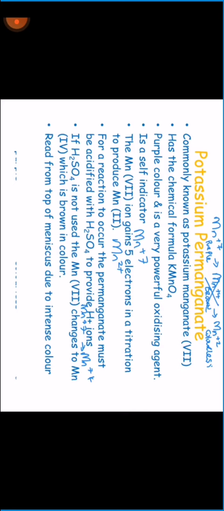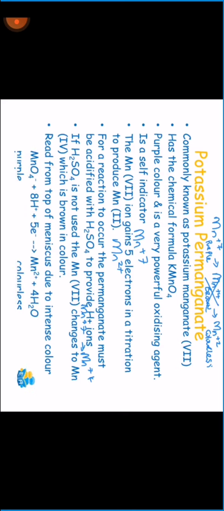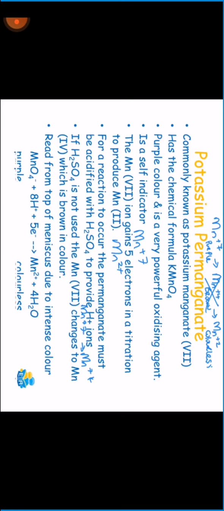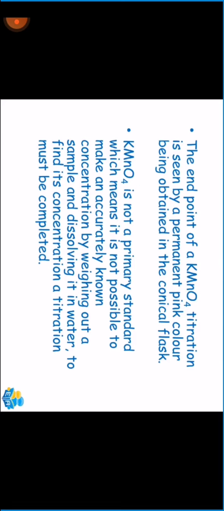It's important to read from the top of the meniscus when your potassium permanganate is in a burette, and this is due to the intense colour. So as I've said already, we can see that the MnO4 minus, that's when the manganese is in the plus 7 oxidation state, when it gets reduced to the Mn plus 2, it goes from purple to colourless. When we're doing a titration involving KMnO4, we know the endpoint is reached when we see a permanent pink colour being obtained in the conical flask.